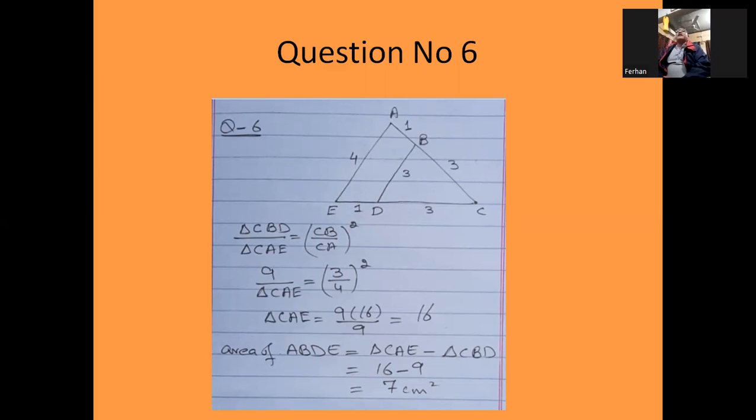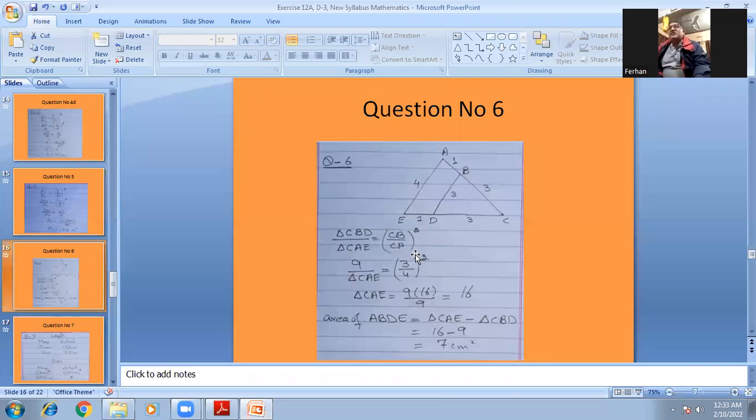So now you know the area of the CAE, that full triangle. If you want to find out the area of this quadrilateral from the big triangle, subtract the small triangle. So area of the ABDE will be equal to the triangle CAE minus the triangle CBD, and that will be 16 minus 9, and that will be 7 centimeters square. So this is how you will do your question number 6.